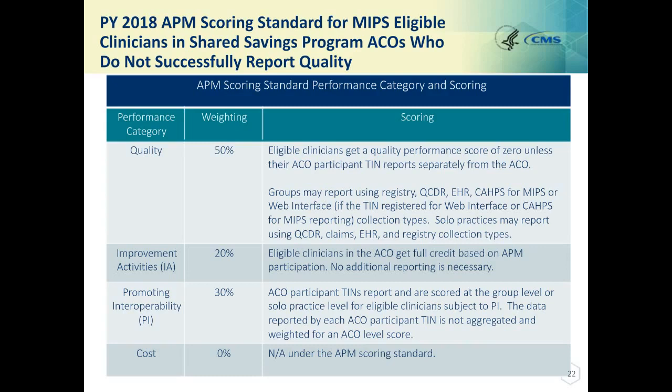So that means that you may report using QCDR, EHR, CAHPS for MIPS, web interface, if your TIN has registered for the web interface. And solo practitioners, where the TIN is comprised of only one NPI, may report using claims measures as well. The IA, PI, and cost performance categories will not have any changes. Next slide, please.